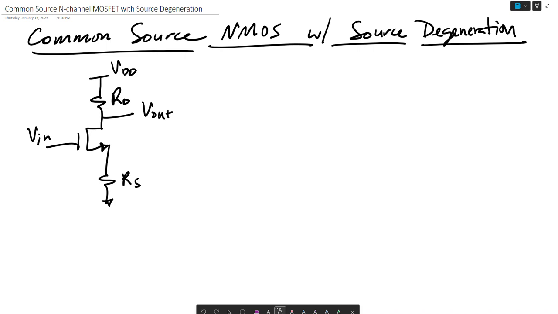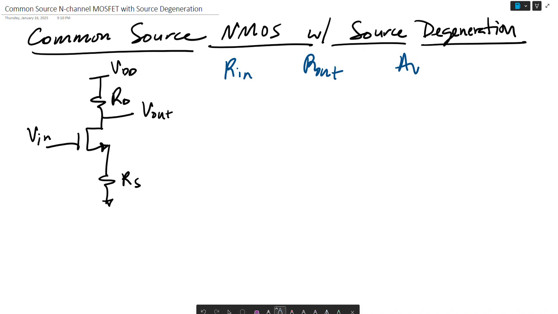My name is Professor Gavala, and today I'm going to be talking to you about the common source N-channel MOSFET with source degeneration, where this configuration allows us to be one step closer to building an ideal current source. And today we're going to be looking at the solutions for the input resistance Rin, the output resistance Rout, and the AV gain of this NMOS transistor.